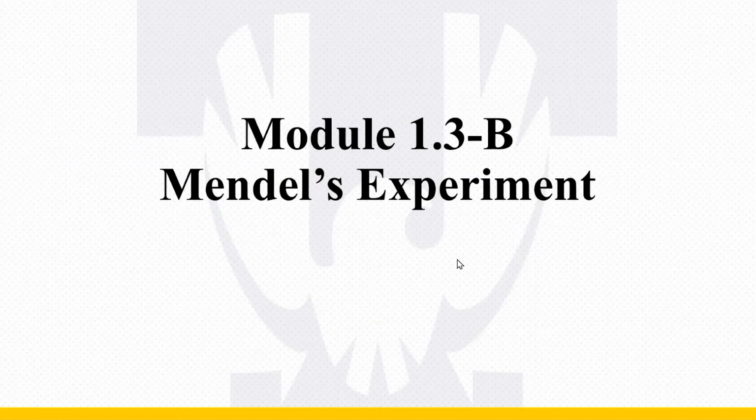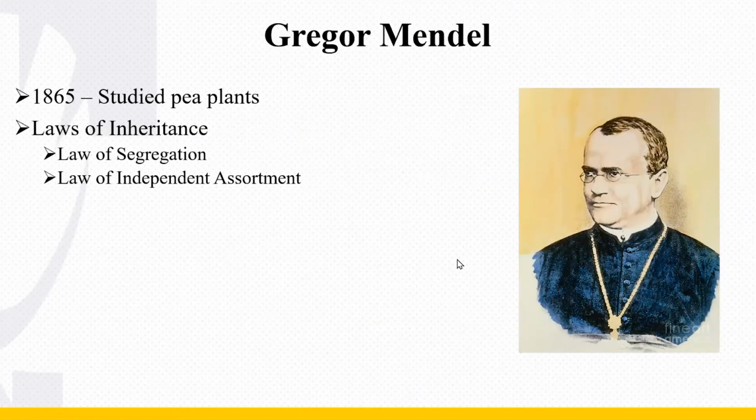Okay, so in this next module, we're going to talk a little bit about Mendel's experiment and go back and read, because remember, he's the father of genetics, and it was the basis for understanding that phenotype equals genotype by environment. Just a short introduction. Many of us remember he studied those pea plants, but what's most important is that he came up with these two different laws of inheritance: the law of segregation and the law of independent assortment.